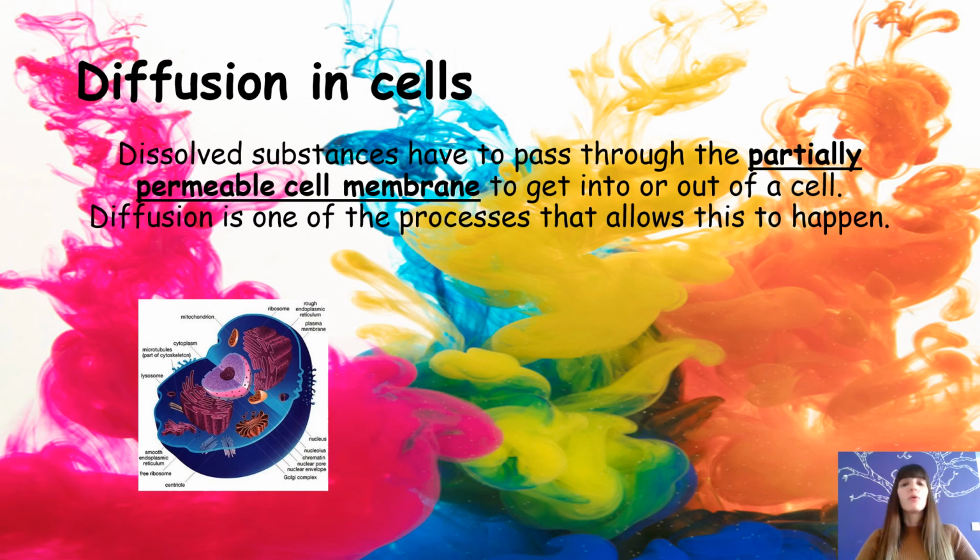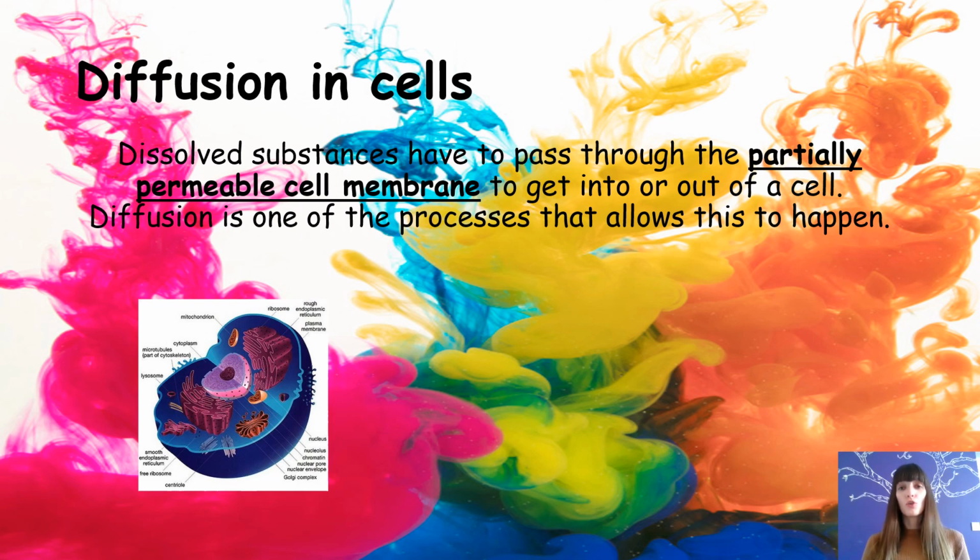Diffusion is a really important process in our bodies, but particularly in our cells. Dissolved substances have to pass through a partially permeable cell membrane to get in or out of our cells. Partially permeable just means it lets some things through and not others.